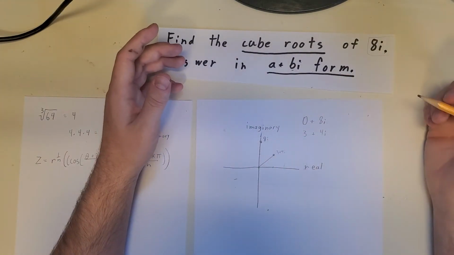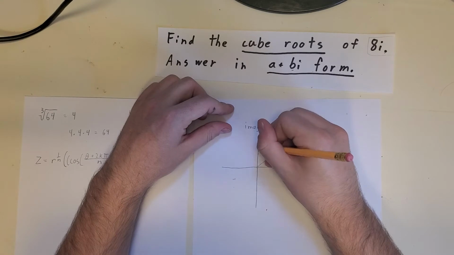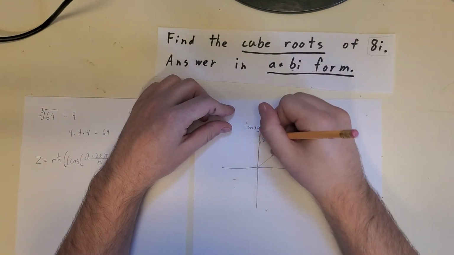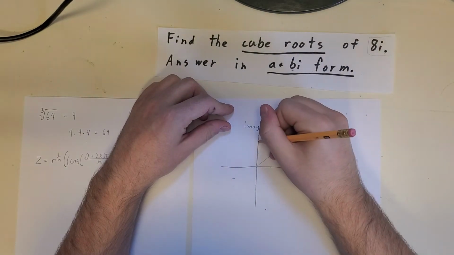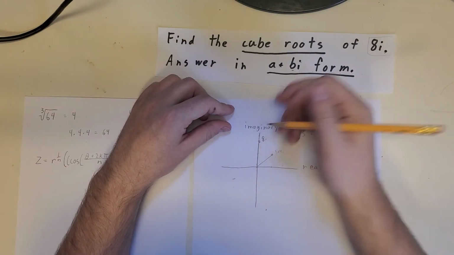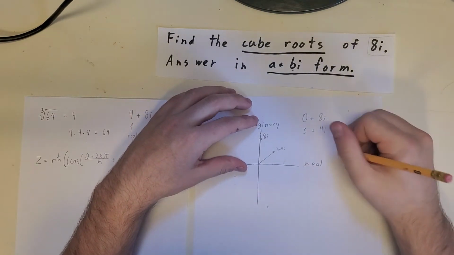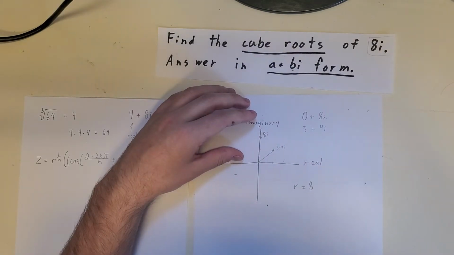Luckily for us, we're not dealing with 3 plus 4i, we're dealing with 8i, which is actually just a line that's straight up and down. And since it's in the 8 position on the imaginary line, it's going to be 8 units tall. That's pretty sensible. So r in this case is going to be 8.